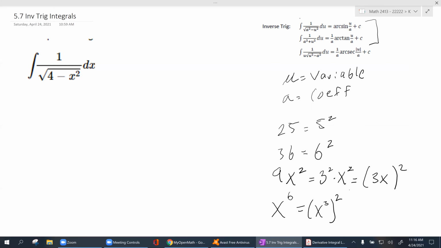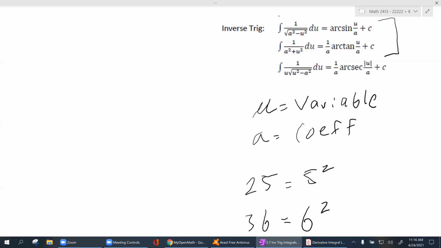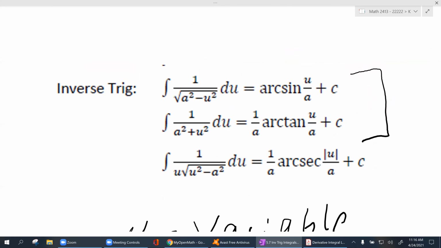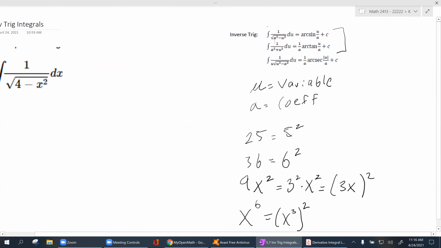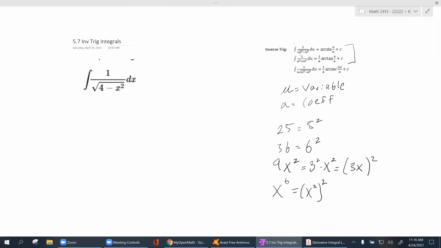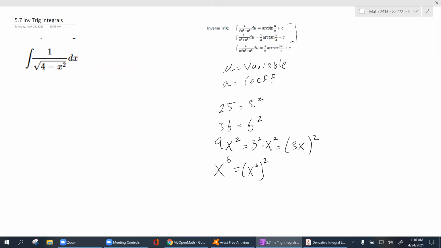The reason I need you to do that is because the formula you memorized is already in that form. So all you would have to do is locate what your u is, what your a is, apply some u substitution if possible, and you just go from there.